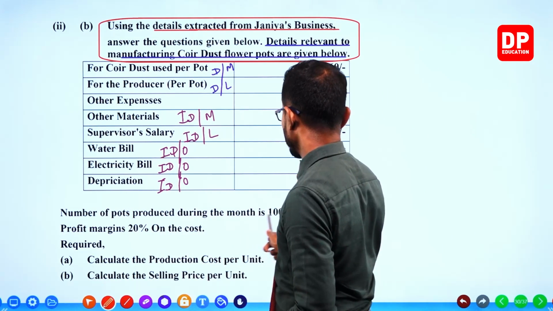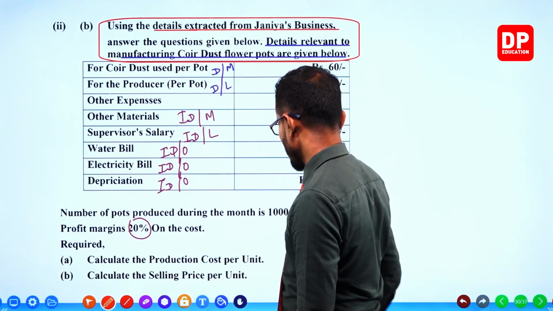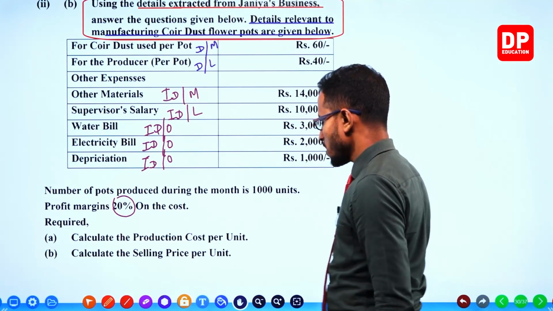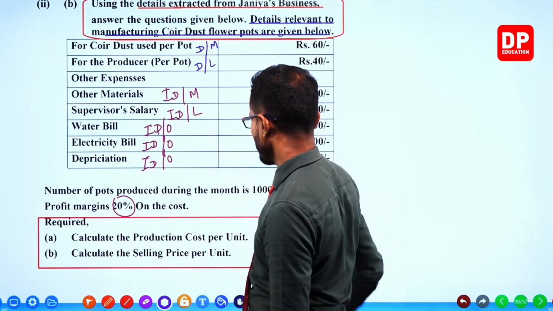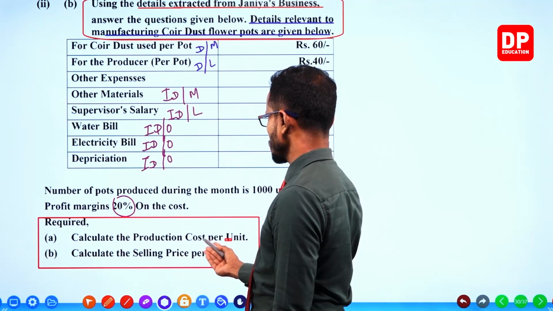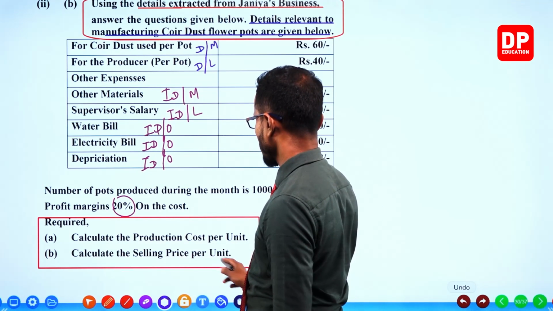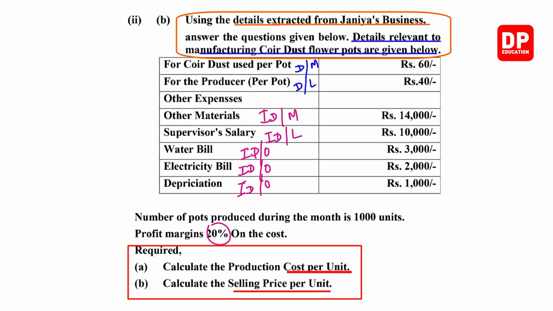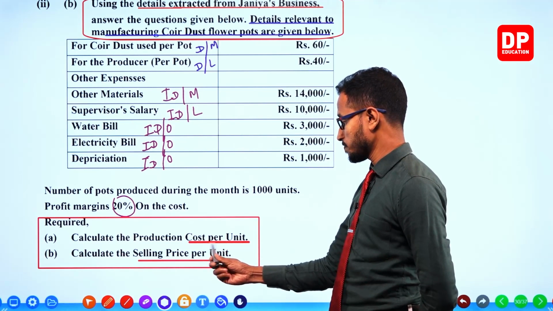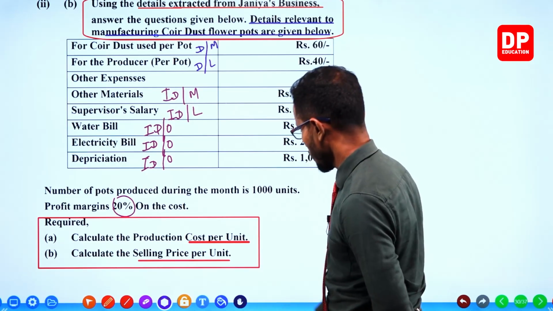Number of pots produced during the month is 1,000. Profit margin is 20% on the cost. What are we required to do? We are required to calculate the production cost per unit cost, and calculate the selling price per unit. That is important, per unit cost, and selling price per unit. We'll do it right here underneath.